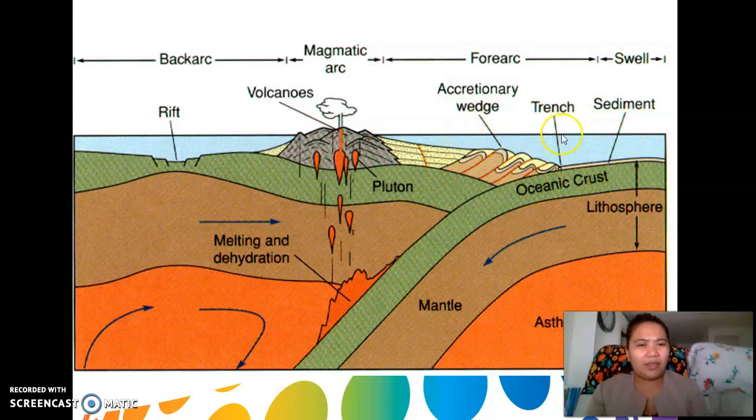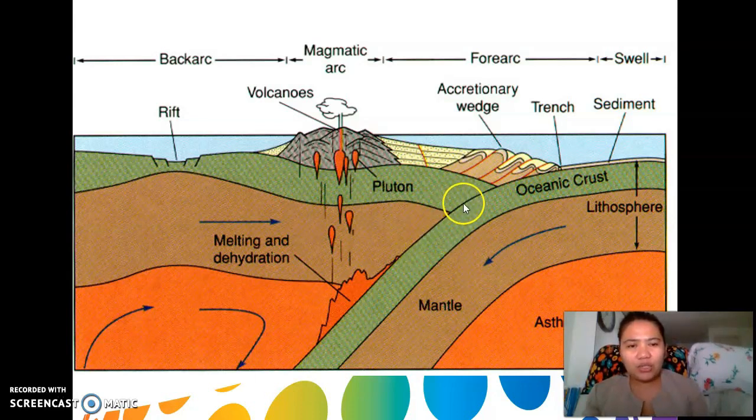Next, this one is an example of oceanic to oceanic convergence. As you can see, there is water on the topmost portion, which means in this interaction you have two oceanic plates pushing towards each other. One oceanic crust, which is denser, plunges towards the Earth's interior. We discussed this already in the discussion of volcanoes during your grade 9 years.